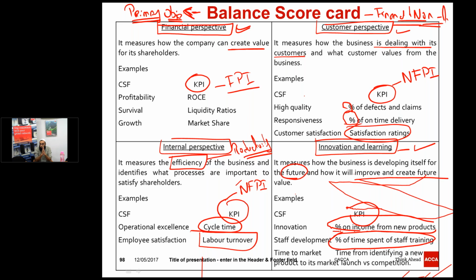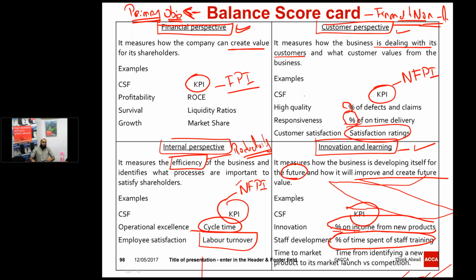And if you want to check whether the company is going towards a balance or not, apply the scorecard, check the 4 perspectives using financial KPIs and non-financial KPIs, and then you'll get to know whether the company is creating a balance or not. So this is the balanced scorecard. First check the financial perspective, then the customer perspective, then the internal efficiency perspective, and then innovation and learning.